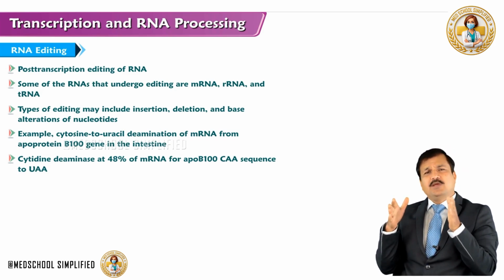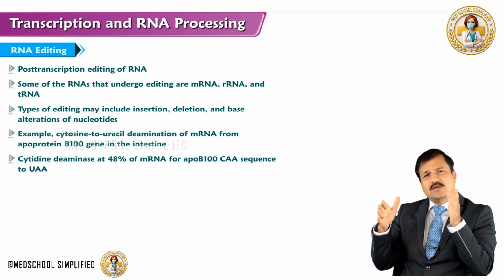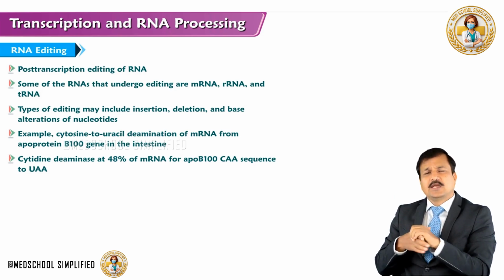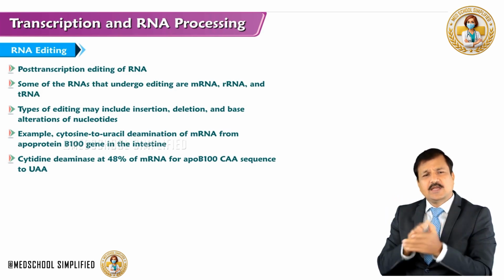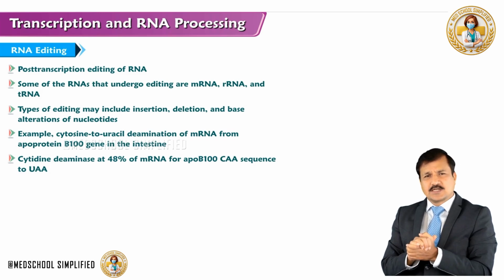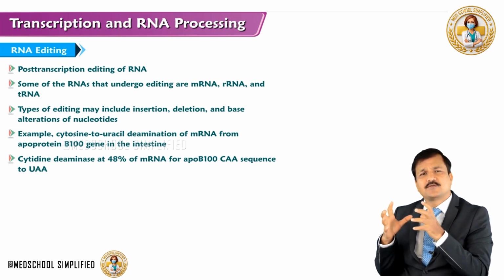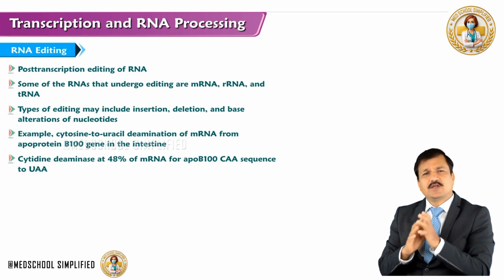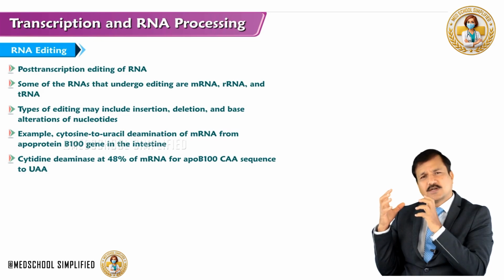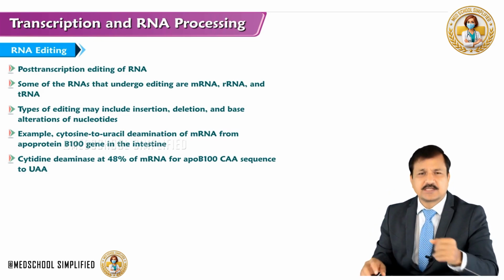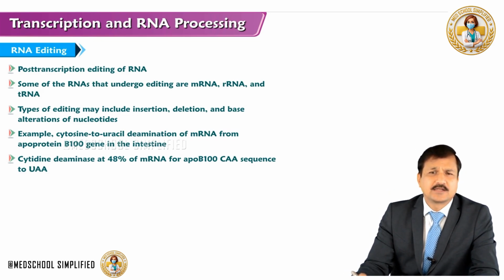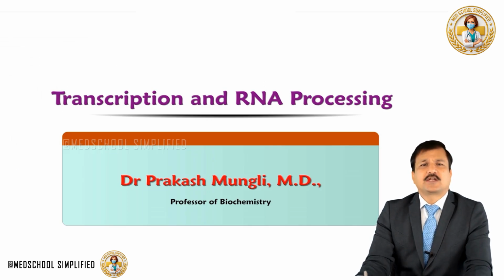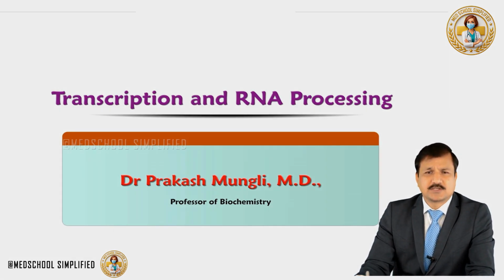So the apoprotein B100 gene, which actually codes for 100% of ApoB100, is now translated only up to 48% because of the appearance of a stop codon at that point. That happens because CAA is converted into UAA. So this is one example of RNA editing, that is mRNA editing in this particular case. So that's about transcription and RNA processing. Thank you.